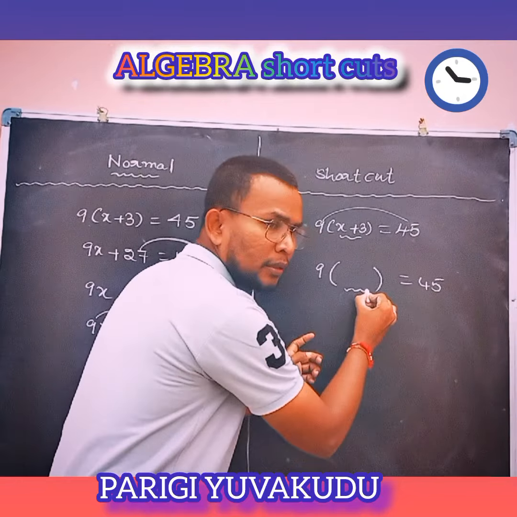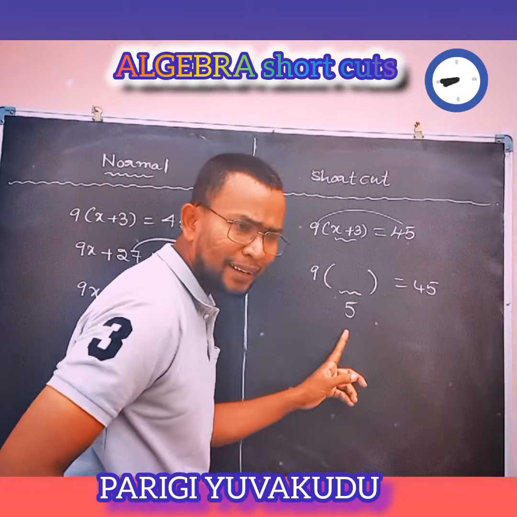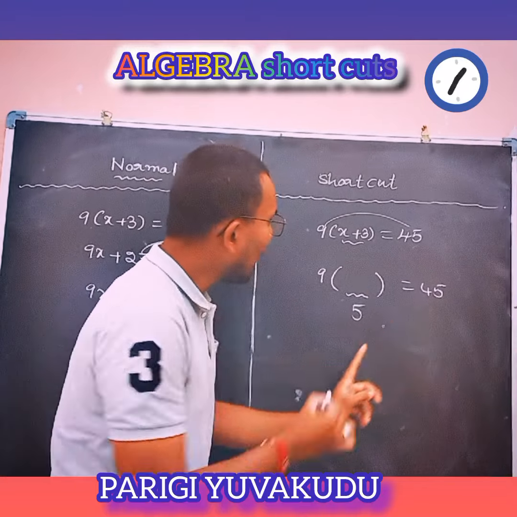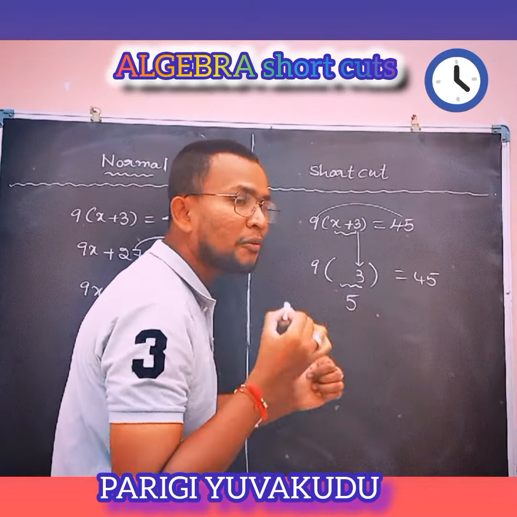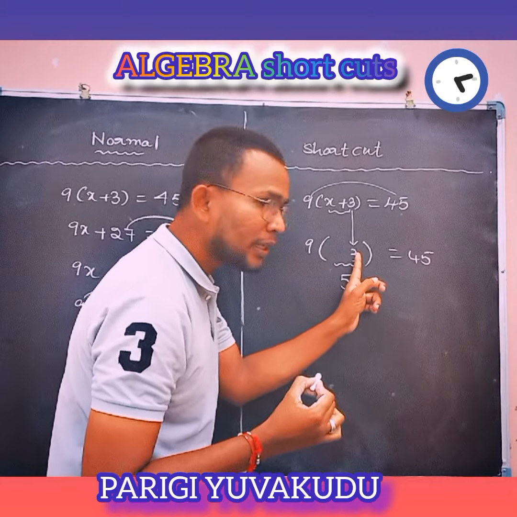Already 3 is there. Now what do we want to put? 5 minus 3 is 2. This is our answer. Therefore x is equal to 2.